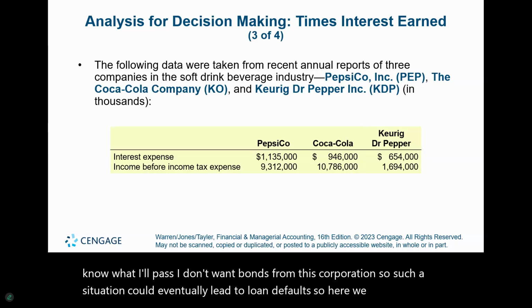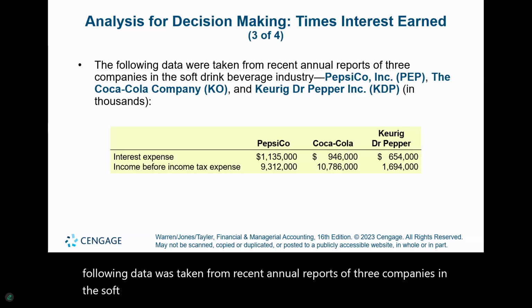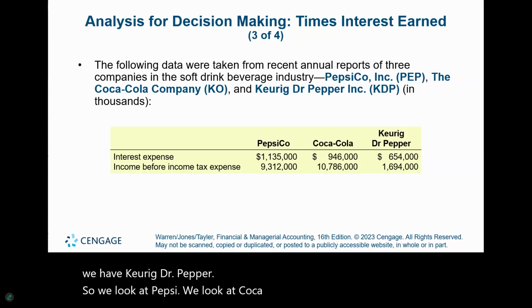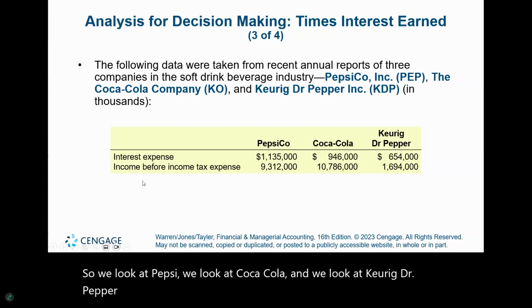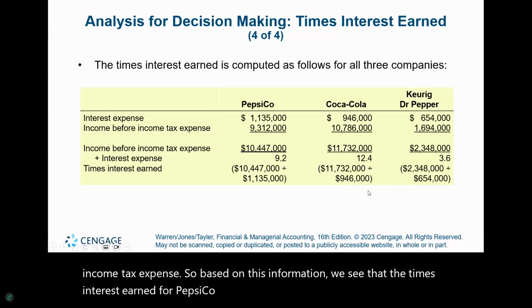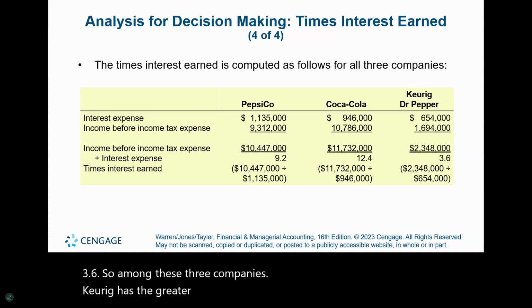Here we have the following data taken from recent annual reports of 3 companies in the soft drink beverage industry: Pepsi, Coca-Cola, and Keurig Dr Pepper Inc. We consider their interest expense and their income before income tax expense. Based on this information, the times interest earned for PepsiCo is 9.2, for Coca-Cola is 12.4, and for Keurig is 3.6. So among these 3 companies, Keurig has the lowest interest coverage in comparison to Pepsi and Coca-Cola.